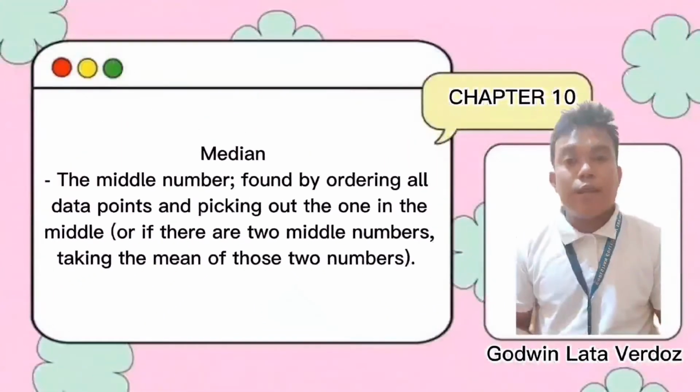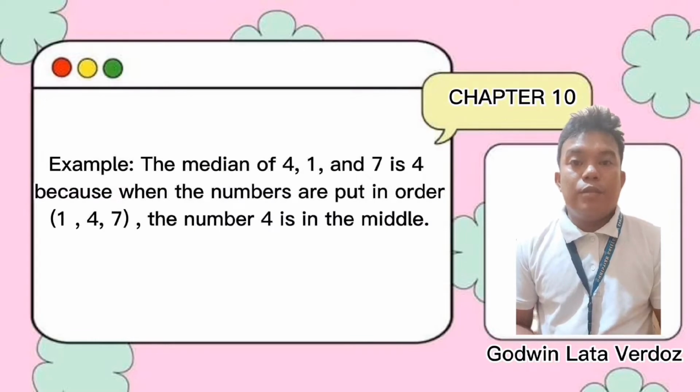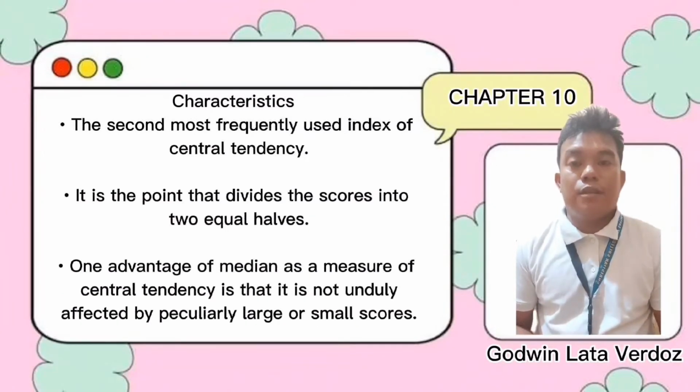The second one that I am going to discuss is the median, the middle number, found by ordering all data points and picking out the one in the middle. Or if there are two middle numbers, for instance, you need to take the mean of those two numbers. For example, the median of 4, 1, and 7 is 4 because when the numbers are put in order, 1, 4, 7, the number 4 is in the middle. Its characteristics: it is the second most frequently used index of central tendency. It is the point that divides the scores into two equal halves.